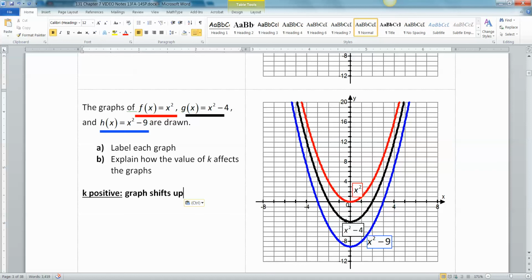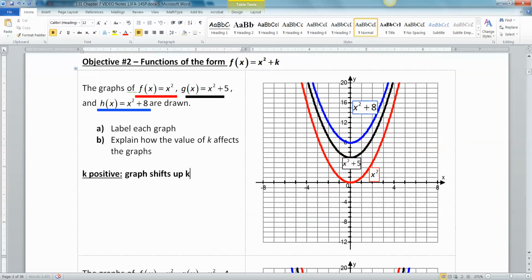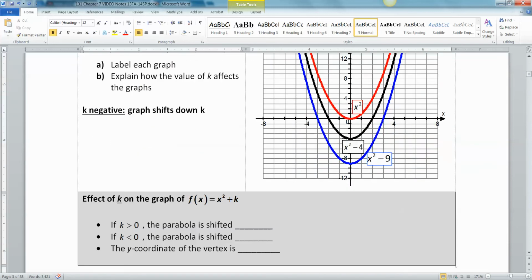So you can see you have your x squared, which is your regular red one, but then you start moving it down 4, 1, 2, 3, 4 for that one, and down 9 for the other one. So if k is negative, -4 in this particular black one, and -9 in that particular blue one, then it shifts the graph down. It moves the graph by k. So you move the graph up 5, you move the graph up 8. Here you move the graph down 4, you move the graph down 9. So if k is positive, the graph is shifted up. If k is negative, the graph is shifted down.